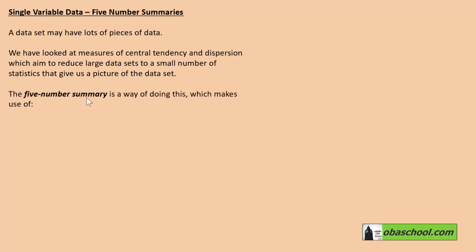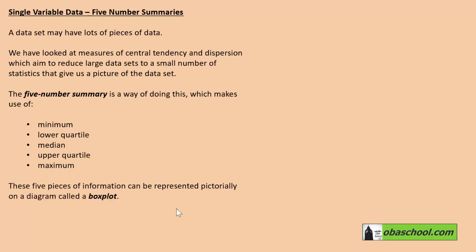The 5-number summary is a way of doing this, which makes use of the minimum value, the lower quartile, the median, the upper quartile, and the maximum value. These 5 pieces of information can be represented pictorially on a diagram called a box plot.